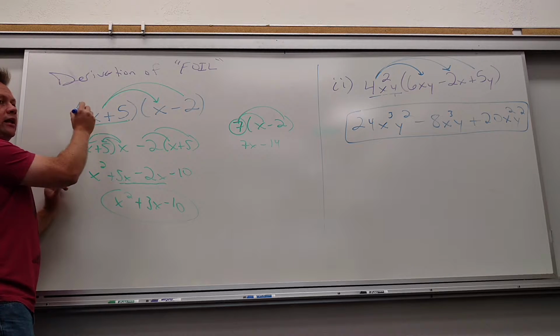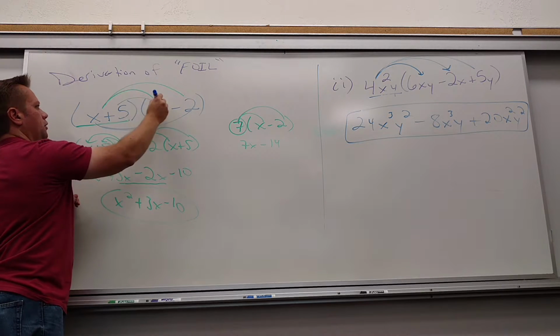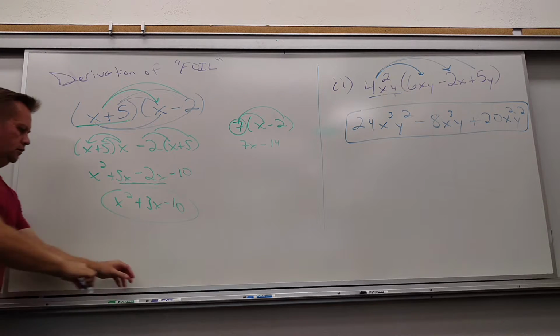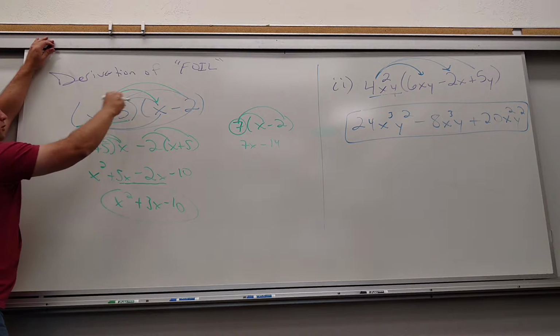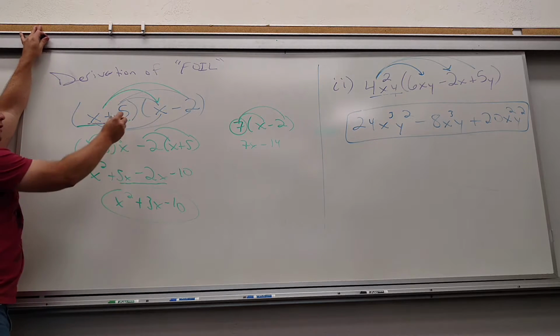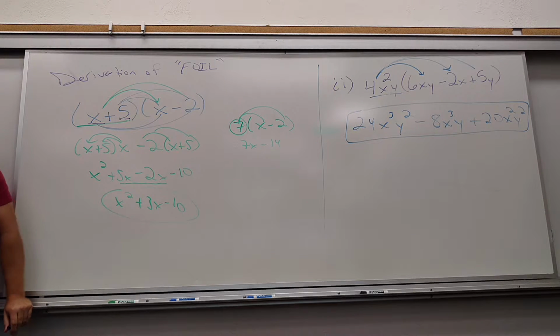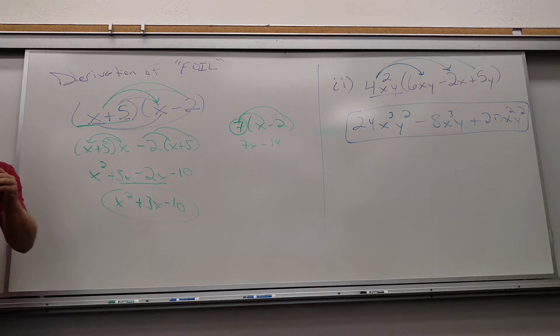It's like a mnemonic device to remember first, outer, inner, last. Personally, I think it just makes it more complicated. Because what do you really do? Forget FOIL. You take this guy and you distribute him. And then you take this guy and you distribute him. That's it. You don't need FOIL. You just, what are you distributing? Both of these things. So you do that.